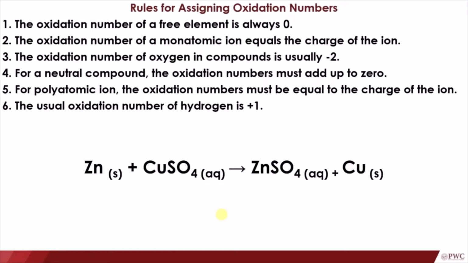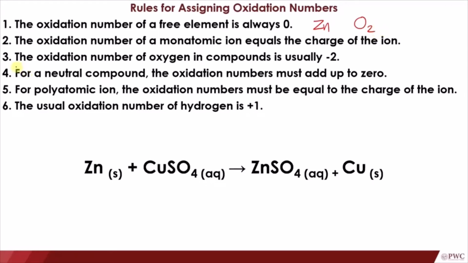These are some rules. First, the oxidation number of a free element is always 0. For example, we have zinc. This one is a free element. It's not bonded to other elements, so the oxidation number of zinc will be 0. We also have oxygen, O2. It's composed of two atoms of oxygen, but here it's still bonded to itself, so it's not bonded to other elements. This one is also a free element and its oxidation number should be equal to 0.